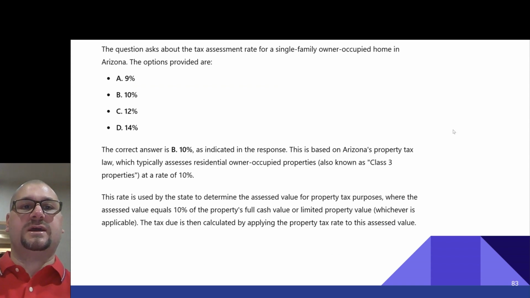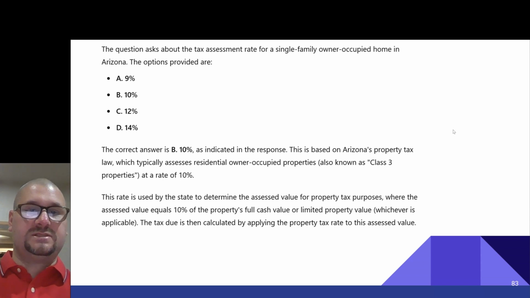So the question asks about the tax assessment rate for a single-family owner-occupied home in Arizona. The options provided are 9, 10, 12, 14. Correct answer: B, 10%, as indicated in the response. This is based on Arizona property tax law, which typically assesses residential owner-occupied properties, also known as a Class 3 property, at a rate of 10%.